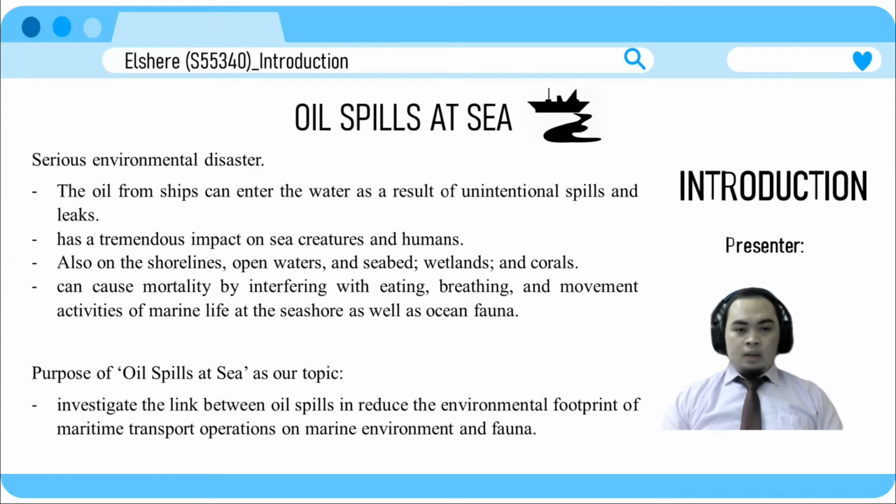Oil spills have impact not just on the ocean space surrounding them, but also on the shorelines, upper water, seabed, wetlands, and corals. Oil spill can cause mortality by interfering with eating, breathing, and movement activities of marine life at the seashore as well as ocean fauna.